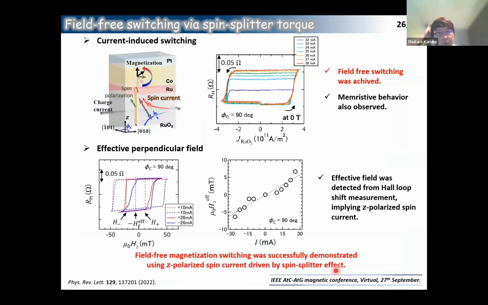I'd like to show you the demonstration of the field-free switching experiments with ruthenium dioxide 101. By applying the charge current in the 010 direction, we can generate the z-polarized component of the spin current, allowing us to achieve field-free switching with clear hysteresis behavior, as shown here. The presence of multiple magnetic domains in cobalt due to the exchange bias from the ruthenium dioxide has led to memristive behavior in response to the varying current amplitudes, interestingly. In addition, the Hall loop shift measurements have shown the effective magnetic field in the z direction linearly changes with the applied current, providing further evidence for the origin of the spin splitter effect.